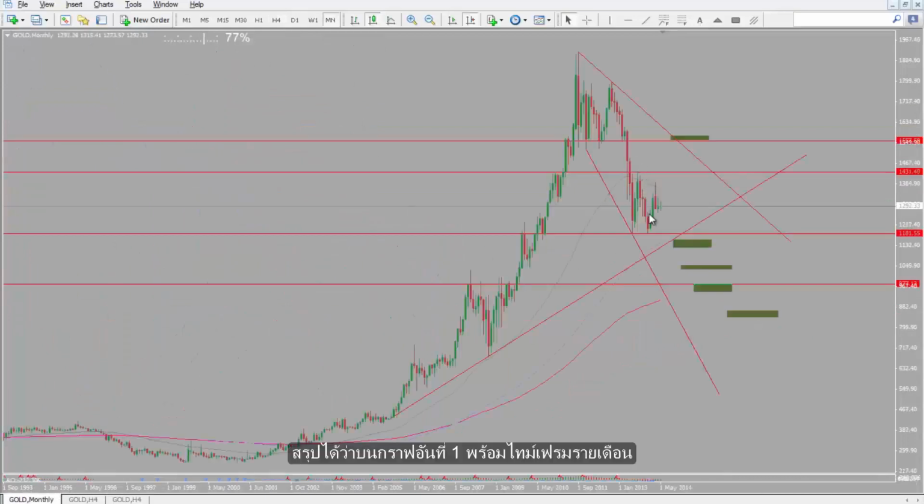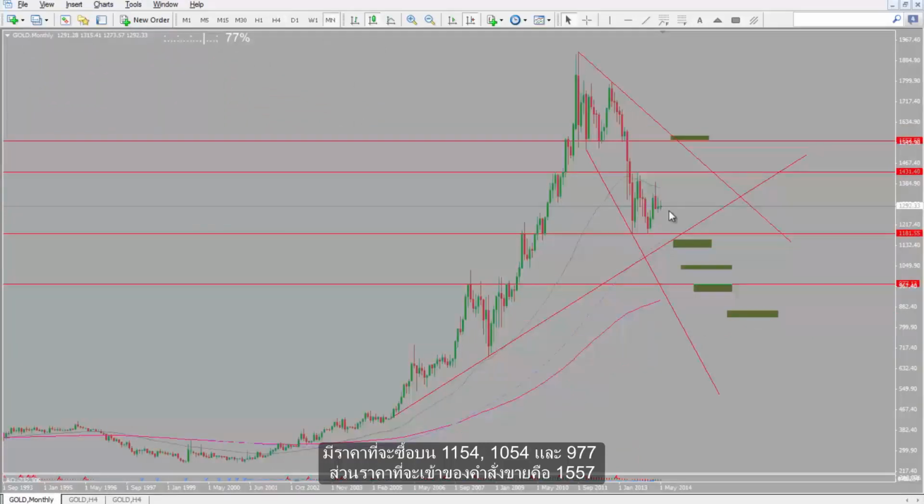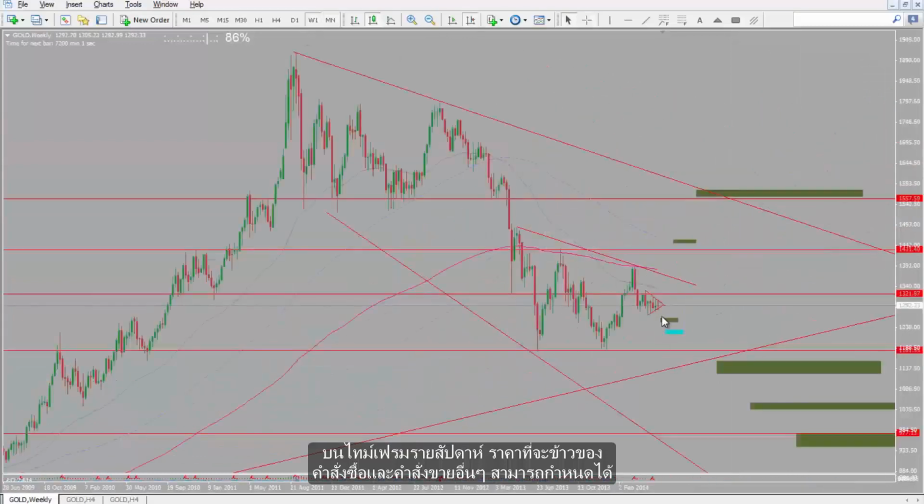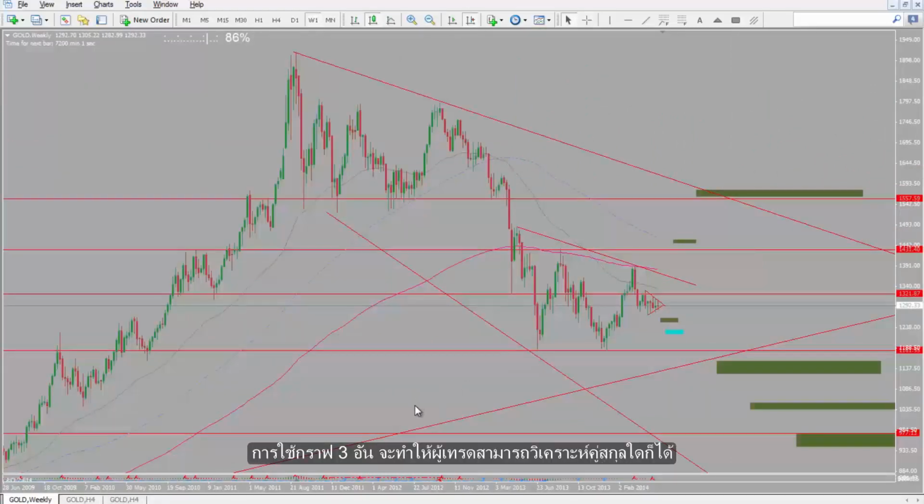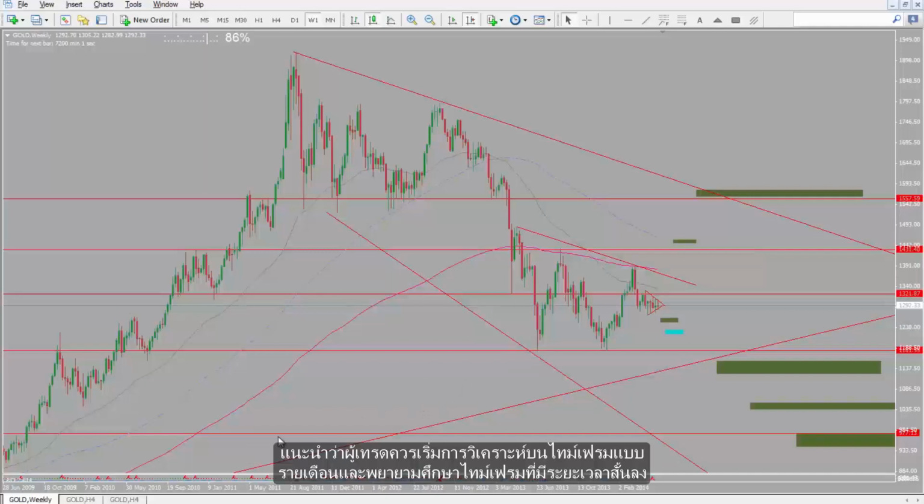To sum up, on the first chart with a monthly time frame, there are buy entry prices on 1154, 1054 and 977, while entry price of a sell order would be 1557. On a weekly time frame, the entry price of other buy and sell orders can be determined. Using the 3 charts, a trader can analyze any symbol thoroughly. It is strongly recommended that traders start the analysis of the monthly time frame and work their way to shorter time frames.